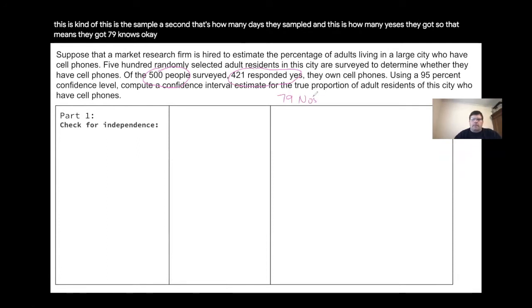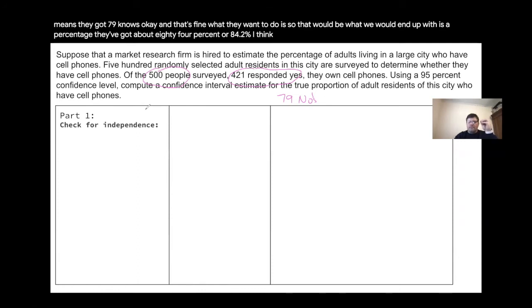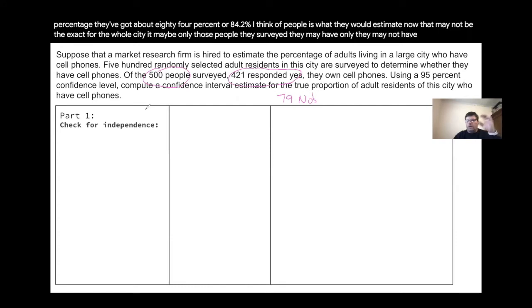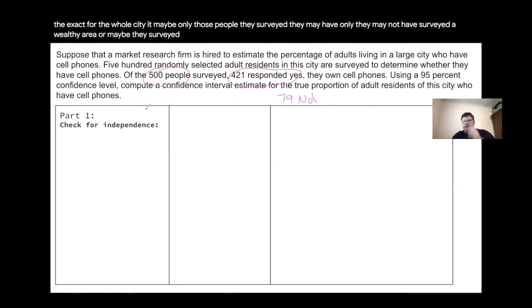What we would end up with is a percentage. They've got about 84.2% of people is what they would estimate. Now, that may not be exact for the whole city. It may be only those people they surveyed. They may not have surveyed a wealthy area, or didn't distribute it evenly. So they need to be a little wider than saying it's 84%. It's not exactly 84%. It could be higher, it could be lower.